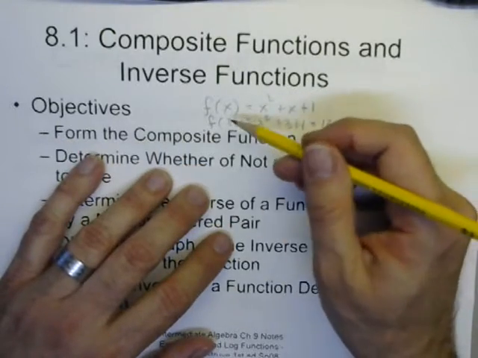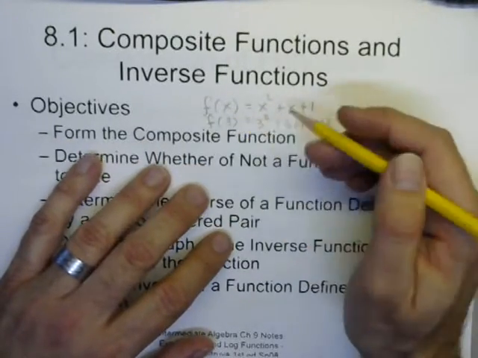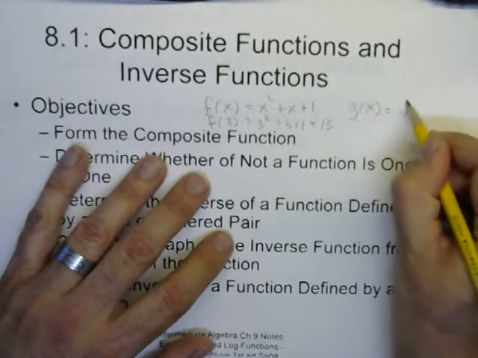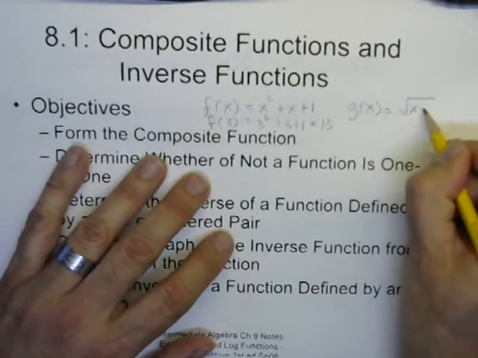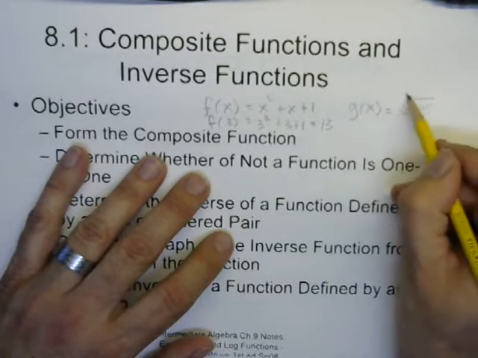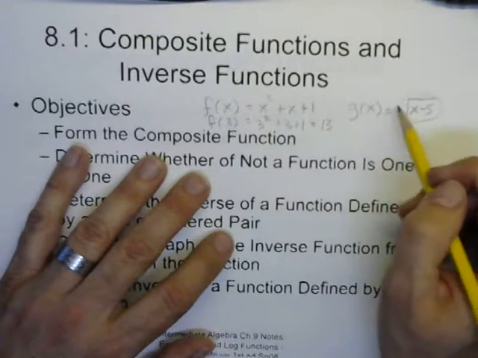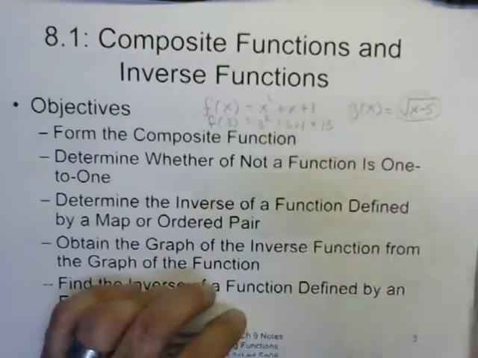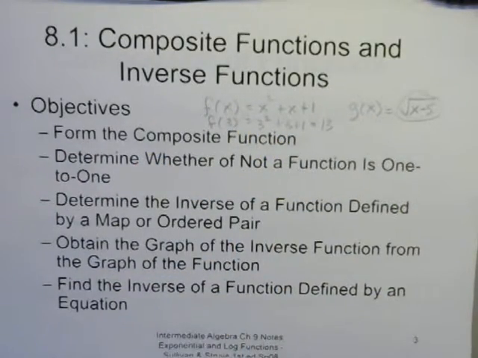Now what you can also do is put another function inside of a function. So maybe you've got another function like, let's say, g of x is equal to the square root of x minus 5. Now it turns out that instead of putting a number in for x, you can actually take an entire function and put it inside of another function. So it's kind of like one function is swallowing another one. And this may seem like multiplication, but it's really not quite the same thing.